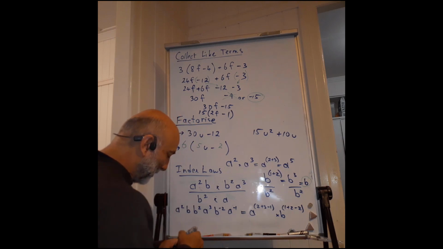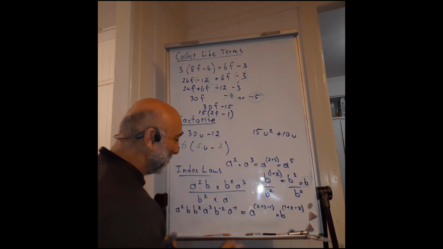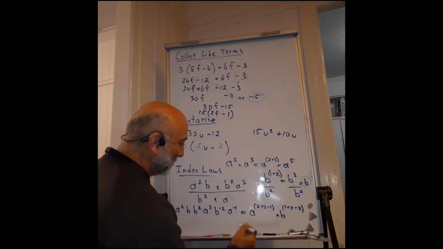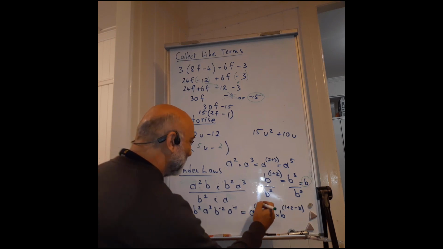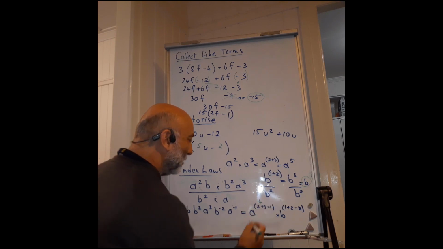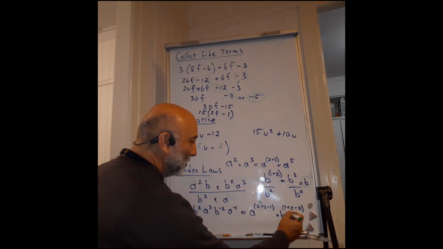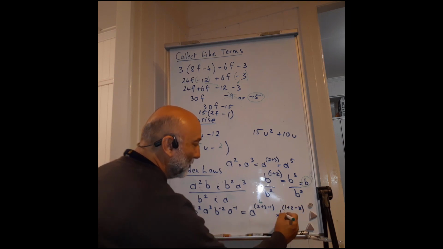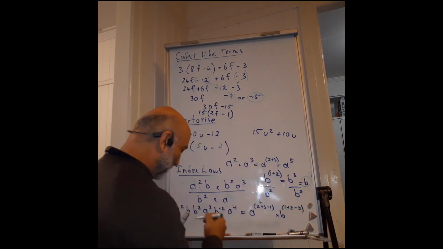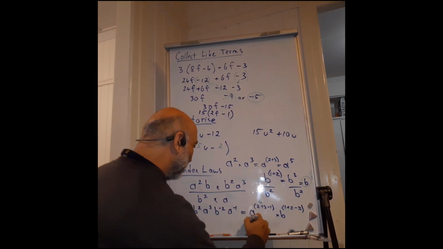And you can see this will become very simple straight away. 2 plus 3 minus 1 is 5. So that's a to the 4 times b, 1 plus 2 minus, oh, that's easy. That's just b to the 1, which is b. Okay, so the answer is a to the 4 times b.